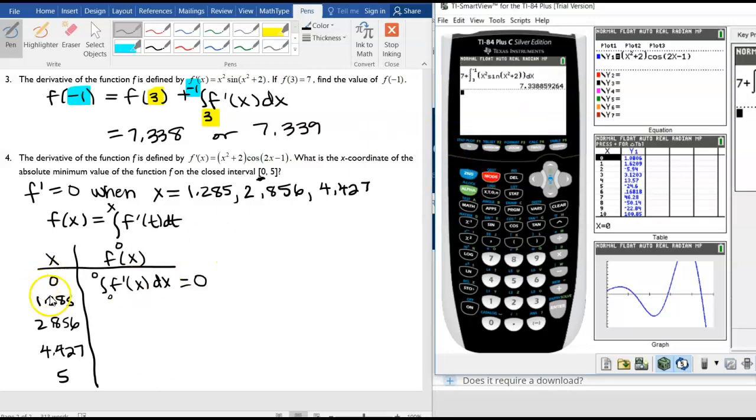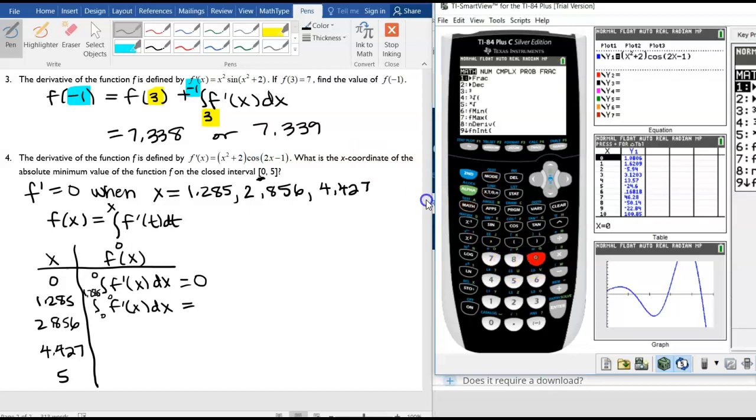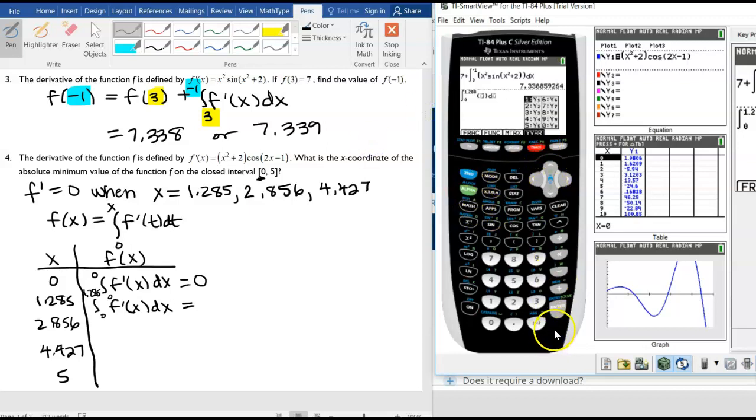For the next one, I will go from 0 to 1.285 of f prime of x dx, which means I'm using y1. Make sure you're doing your calculations on your home screen here. Math 9. I'm going from 0 to 1.285, and I'm using y1 because I had typed it into my y1. And so I get 2.207.